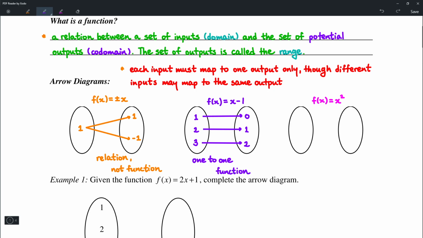Finally, we have f of x equals x squared. So let's say, for example, we have 1, negative 1, 2, and negative 2. And of course, both negative 1 and 1 squared gives us 1. Both 2 and negative 2 squared gives us 4. Now this is still a function since each element of the domain maps to only one element in the range, but it is not one-to-one. It's a many-to-one function.